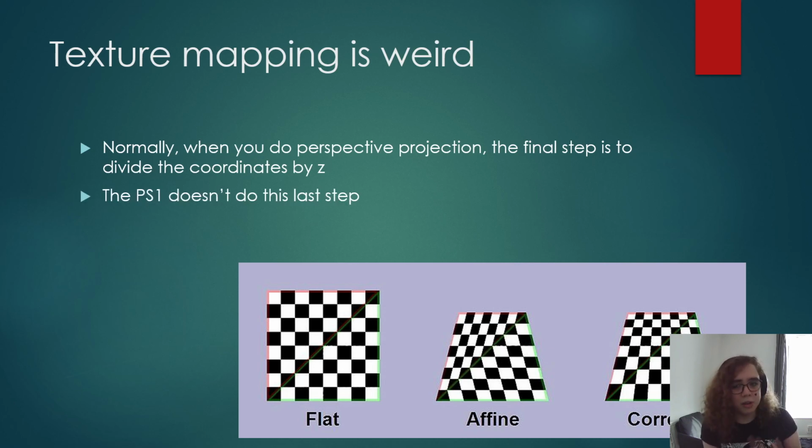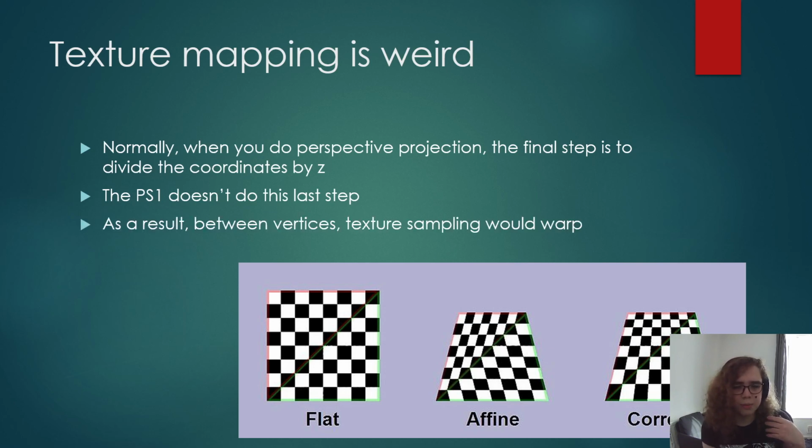And there's a good reason for this. Division is notoriously an expensive calculation to do. But the end result is that texture sampling on the PS1 is always pretty warped, right? You can see with the example below, you have just a flat plane that samples fine. On the right, you have a plane that's tilted backwards and it's sampling correctly. The middle one is what it would look like on the PS1, where you can see that the sampling is just not right.